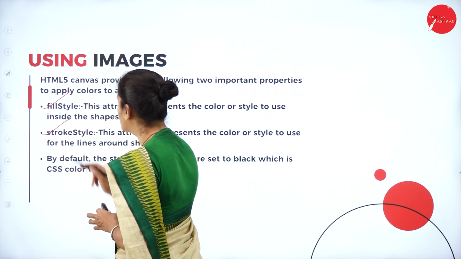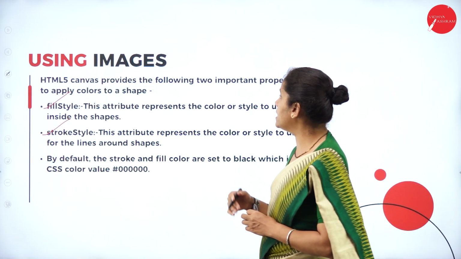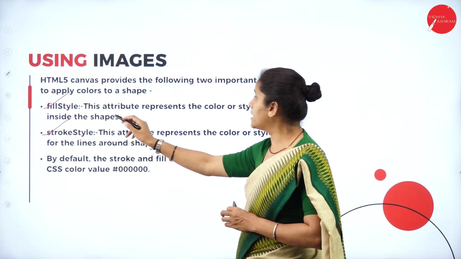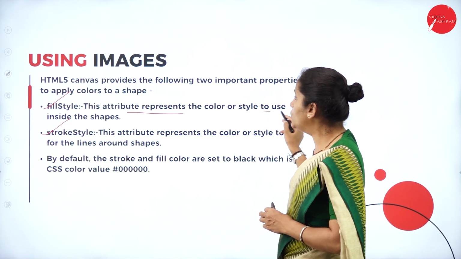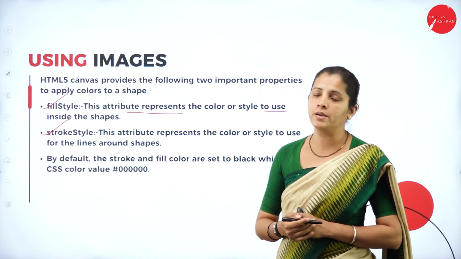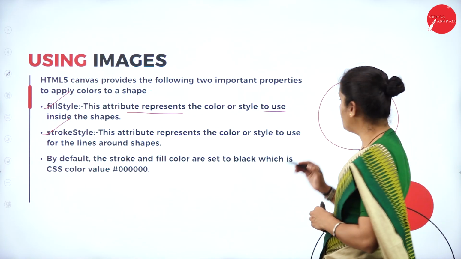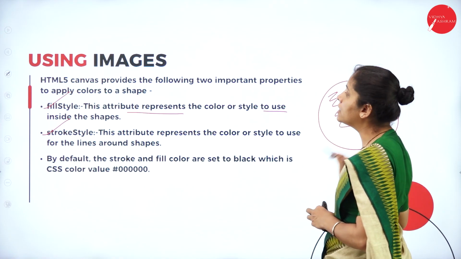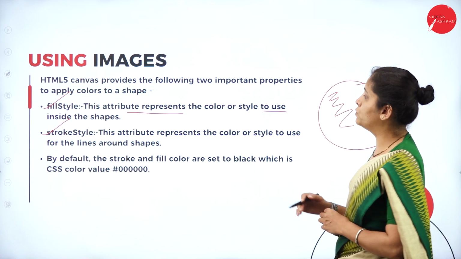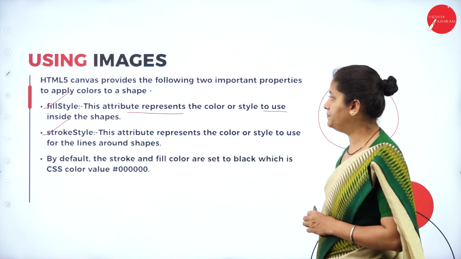Okay, fine. Now the HTML canvas also provides a few more properties to apply colors, that is fillStyle and strokeStyle. So what is fillStyle? Filling the color. This attribute represents the color or style to use inside the shape. I have a circle. If I want to fill the circle with the color red, then what will I do? I'm going to set the fillStyle.